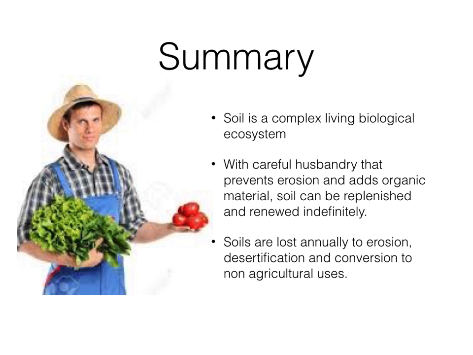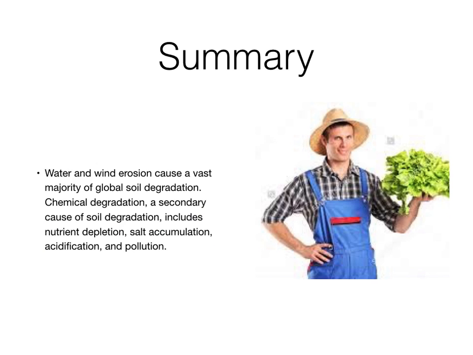In summary, soil is a complex, living, biological ecosystem. With careful husbandry that prevents erosion and adds organic material, soil can be replenished and renewed indefinitely. Soils are lost annually to erosion, desertification, and conversion to non-agricultural uses. Water and wind erosion cause a vast majority of global soil degradation. Chemical degradation, a secondary cause of soil degradation, includes nutrient depletion, salt accumulation, acidification, and pollution.